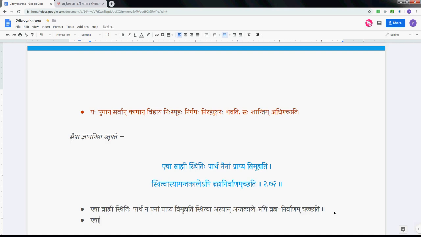एषा स्थितिः, एषा ब्राह्मी स्थिति भवति, एषा स्थिति ब्राह्मी स्थिति भवति हे पार्थ. And एनां प्राप्य, prapya one is free.